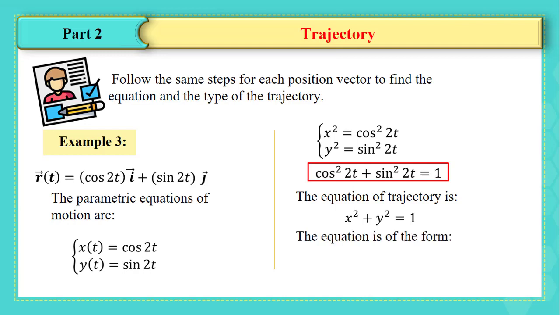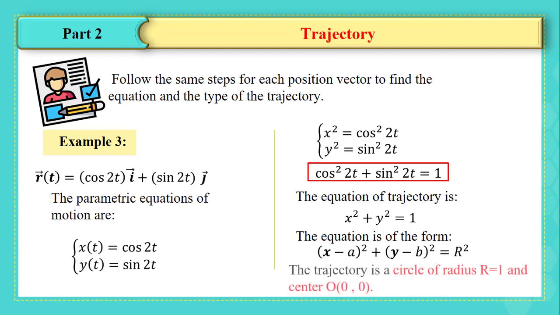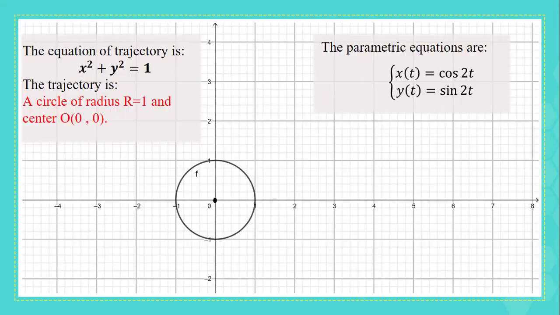And we know that the standard equation is of the form (x minus a) squared plus (y minus b) squared is equal to r squared. By comparing these two equations, we can find that the trajectory is a circle of radius r is equal to 1 and center O, which has coordinates 0, 0.